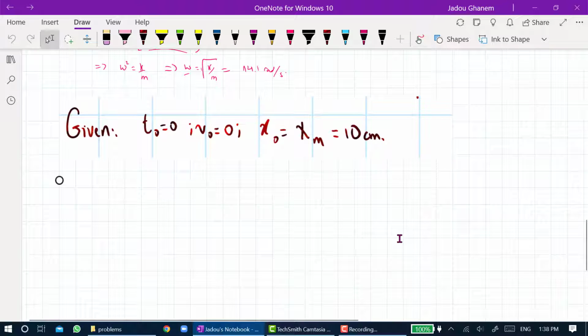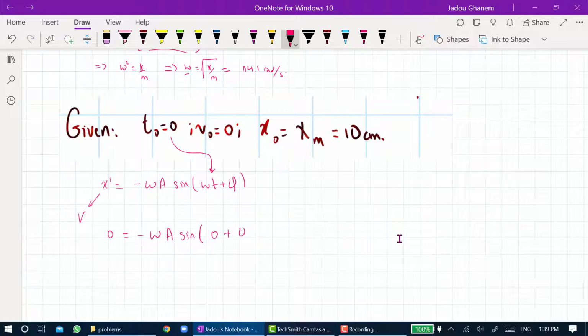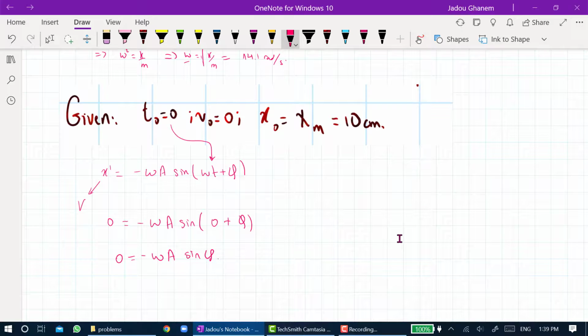So we know now that the velocity initially is 0. If we go for x prime, which is minus omega a sine(omega t plus phi), this one is v, so x prime is v. So 0 equals minus omega a sine, substituting t as t0, which is 0, plus phi. So 0 equals minus omega a sine phi. Since initially the speed is 0, and a and omega are different than 0, we can say that sine phi must be equal to 0, so phi must be equal to either 0 or pi.